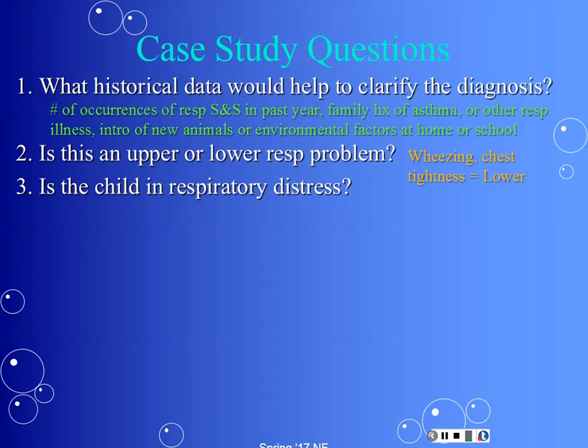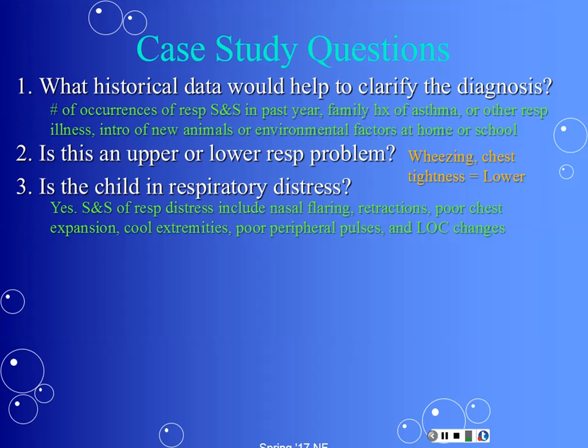Is Danielle in respiratory distress? She's lethargic, she's pale, cool and clammy, she's tripod, she's fearful. She's got the signs and symptoms of respiratory distress: nasal flaring, retractions, poor chest expansion. You will also see with these kids a prolonged expiratory phase because they're trying to empty out those lower airways, get that CO2 out. Cool extremities, poor peripheral pulses, and LOC changes.